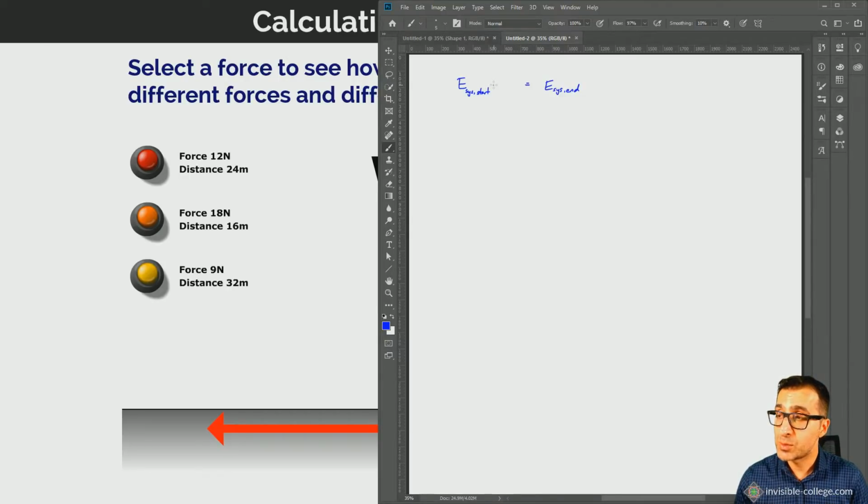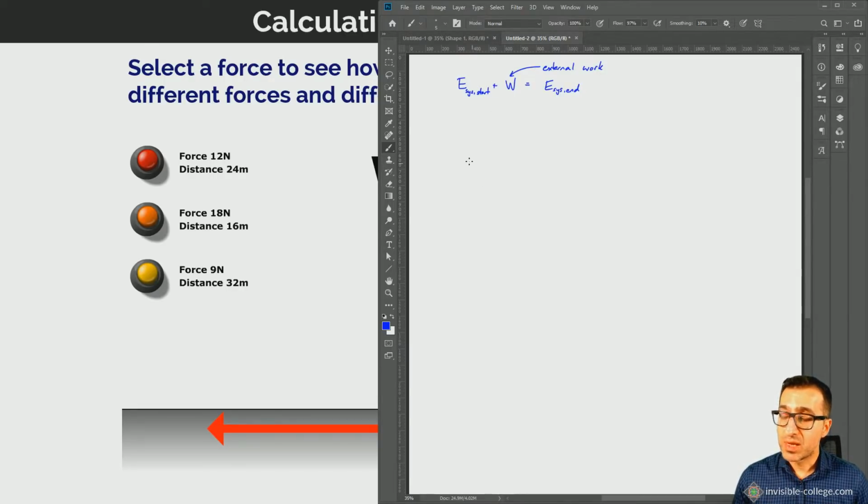So we need to adjust this equation to make it true. And the way that we do it is we add work to this side of the equation. Now, this is the external work, because it relates to energy transferred into the system from outside or energy that leaves the system to the outside. So we call this external work.